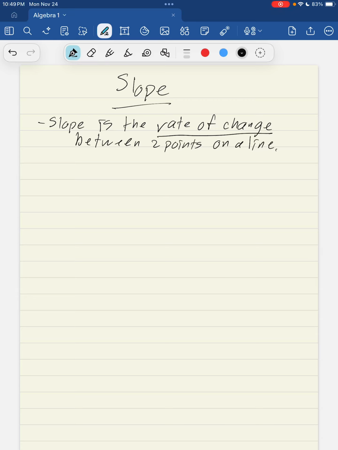Welcome back, and today we are talking about slope, and slope is the rate of change between 2 points on a line. Now, if we were to represent that using a formula, it would look something like this. Slope equals change in y over change in x.